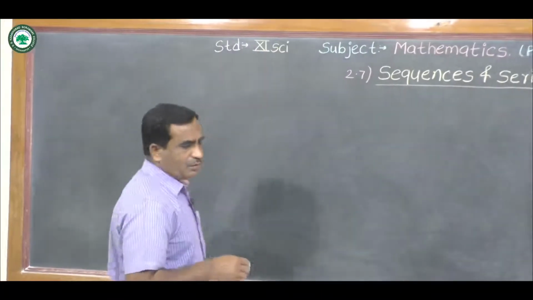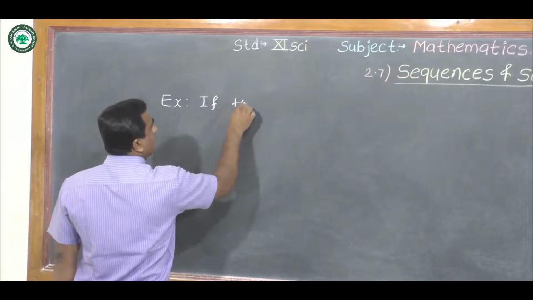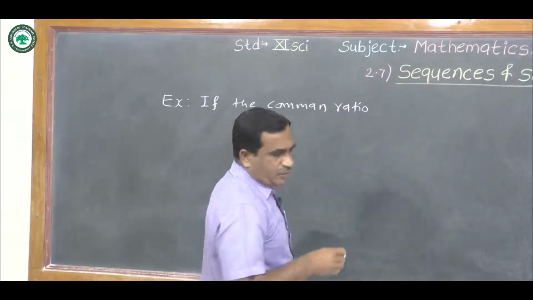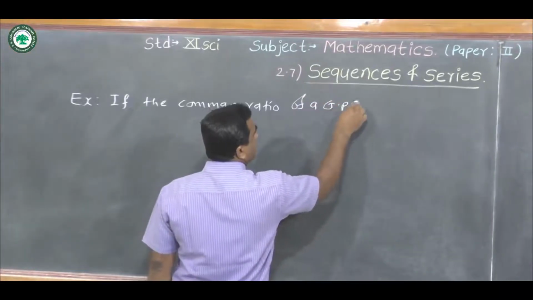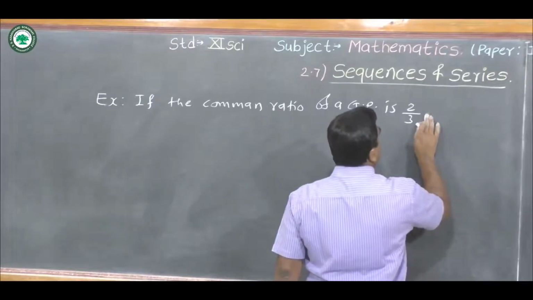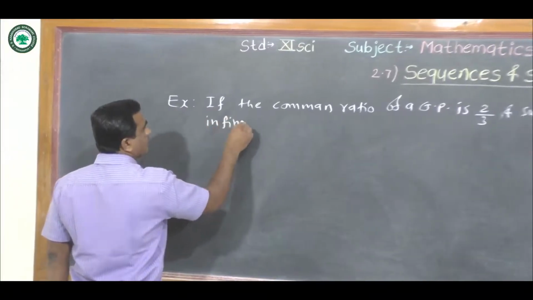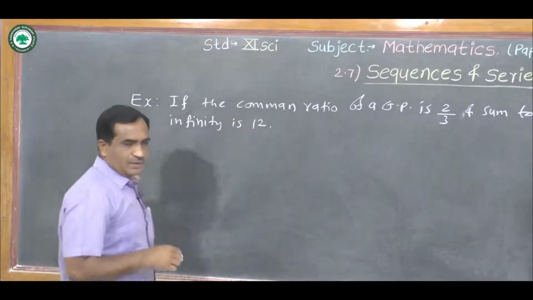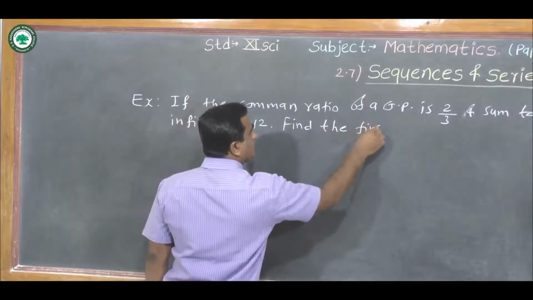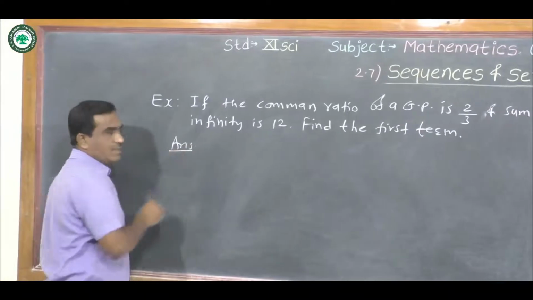Our next example is, if the common ratio of a GP is 2 upon 3, and the sum to infinity is 12, find the first term. Okay, now we see the answer for this.